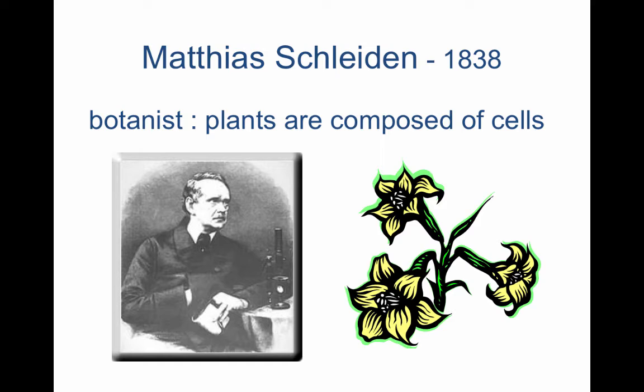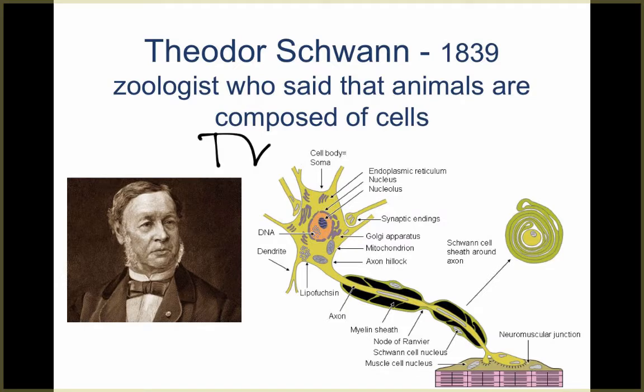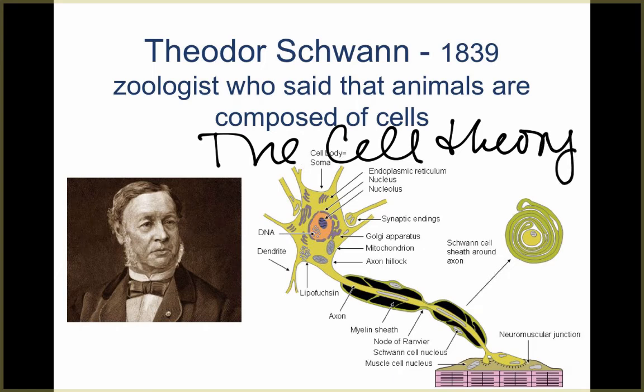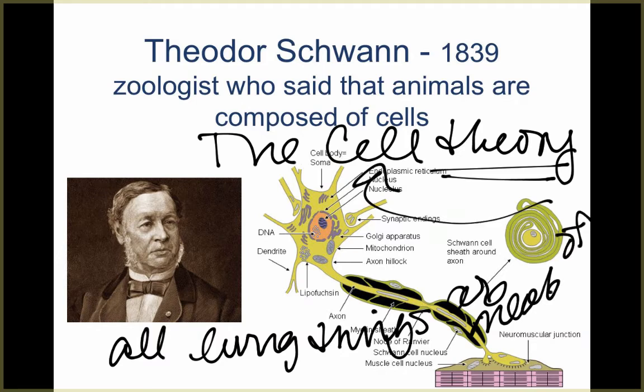And then you had Schleiden, a botanist in Germany, and he helped to come up with the idea that plants are composed of cells. He put his work together with Theodor Schwann, who said that all animals are composed of cells, and that's where you get the cell theory, which states what? All living things are made of cells. And that's where we started in our first week, talking about the basic things that compose living things.